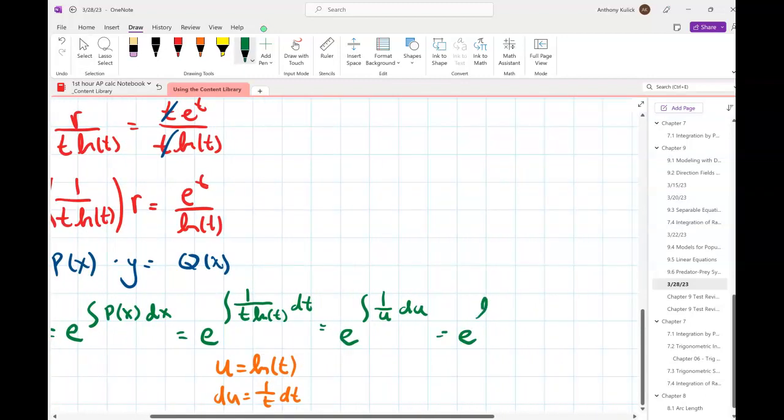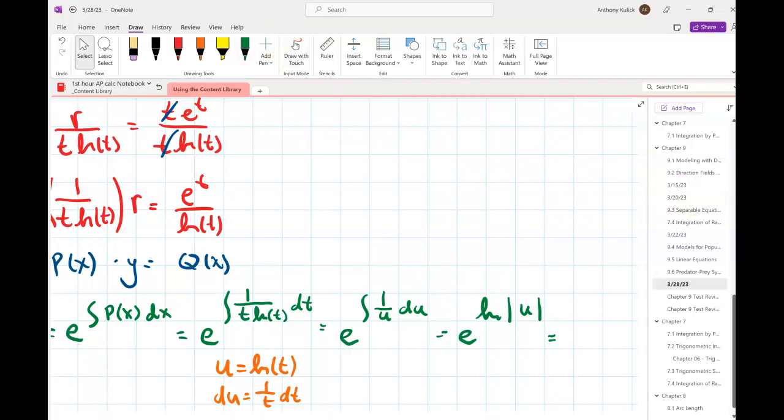So that's e to the absolute value of u, or just the absolute value of u, or just the natural log of t.